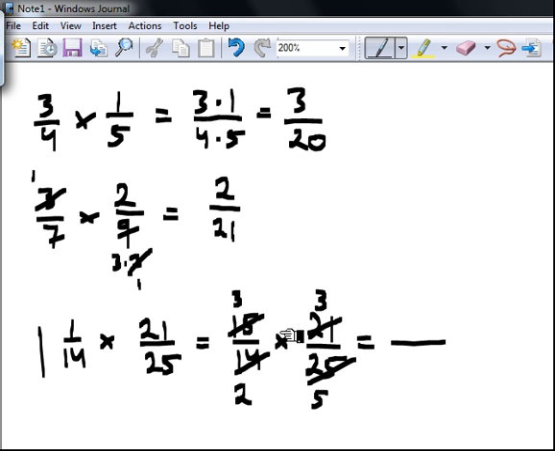Now we have 3 times 3 is 9. 2 times 5 is 10. So 9 over 10, and you can't simplify this. So the answer is going to be 9 over 10. So it's already simplified. So this is a good way to change every mixed number into an improper fraction, and then simplify before you multiply, and then you usually end up with the simplified answer.